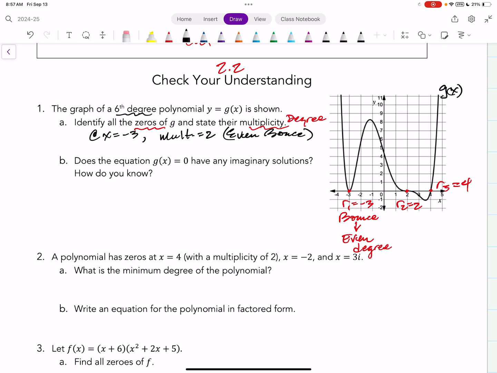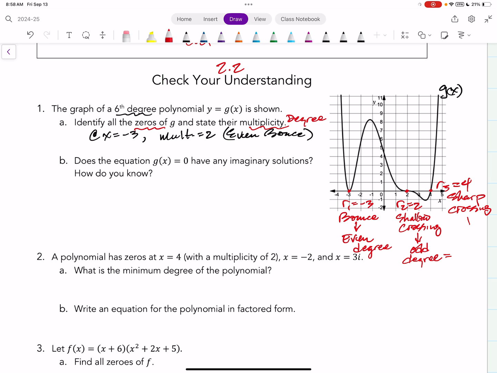So we have a crossing at 2, and then we have a crossing at 4. So which one's degree 1 and which one's degree 3? So here we have a shallow crossing. So this is a shallow, or what's called a gradual crossing at 2. So that means we have an odd degree. But it's not going to be degree 1. It has to be greater than 1 because we have a sharp crossing here at 4.